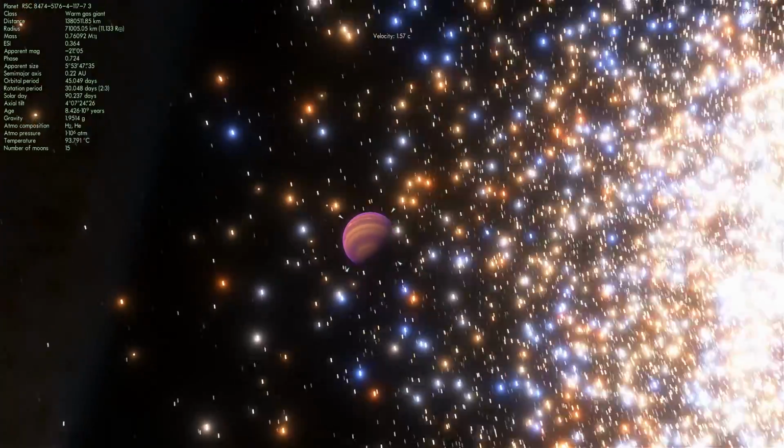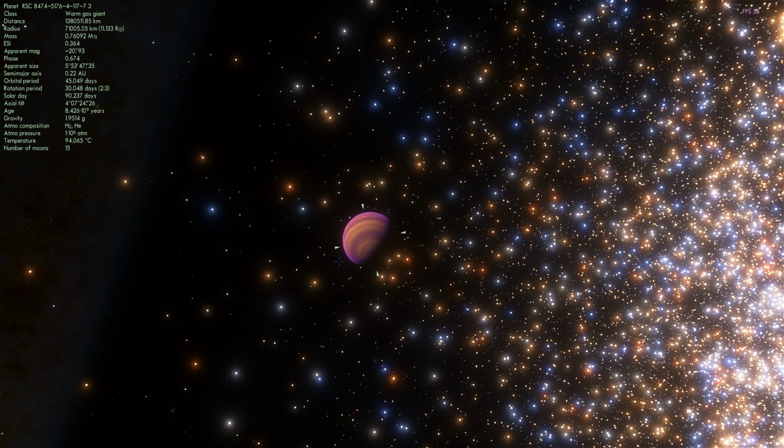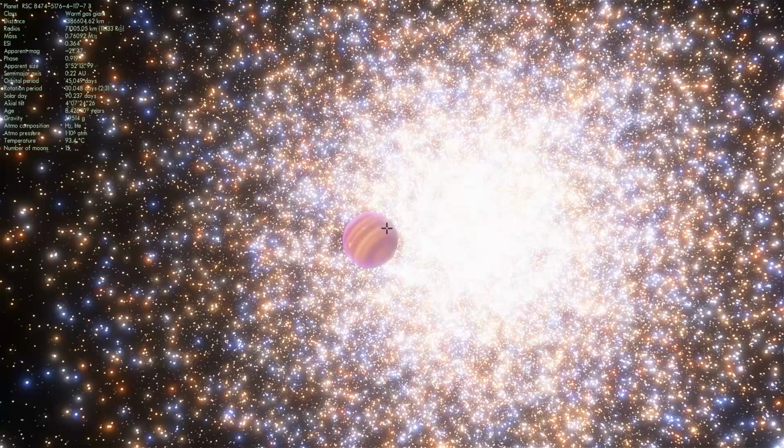Look at how strange these moons are. These moons actually orbit in their own sort of way. This is pretty incredible. Anyway, let's escape this system.